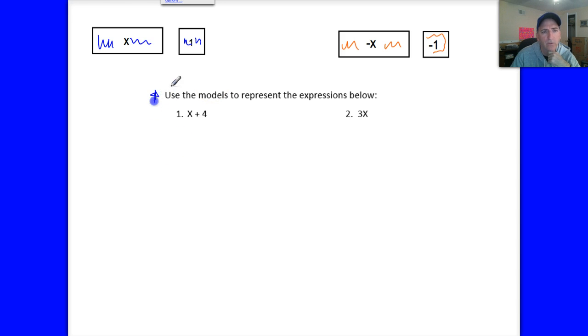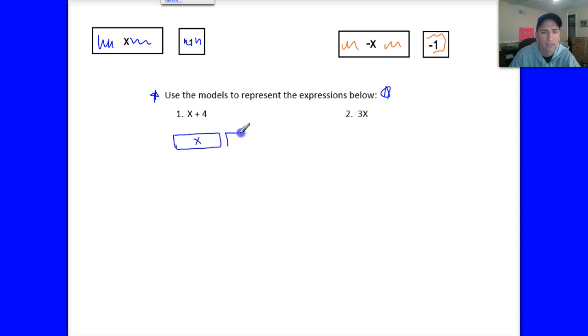Well, let's review. I may have shown you this earlier this year. I can't remember. If I'm going to represent this expression, x plus 4, using the pieces up here, I have one positive x, because there's no number in front of that. That means I have one positive x. So for your notes, I'd like you to draw a picture of a blue rectangle. If you don't have colors, just write an x in the rectangle like that.